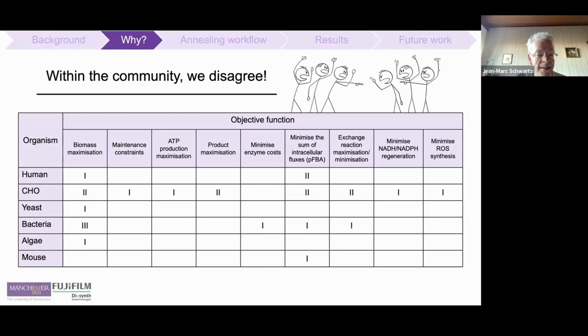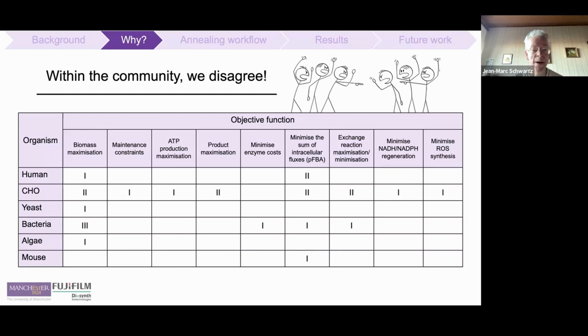So you can see that biomass production is usually the most widely used, but there are lots of other possibilities like ATP production, maintenance, minimizing enzyme costs, minimizing the sum of intracellular fluxes. This is the technique called pFBA and lots of others.